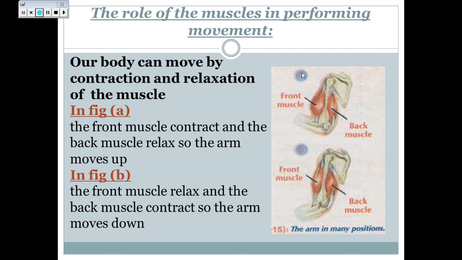For example, look at figure A. We have here the front muscle and the back muscle. When the front muscle contracts and the back muscle relaxes, the arm will move up. While in figure B, when the front muscle relaxes and the back muscle contracts, the arm will move down. So the arm can make many positions or movements by contraction and relaxation of the muscles.